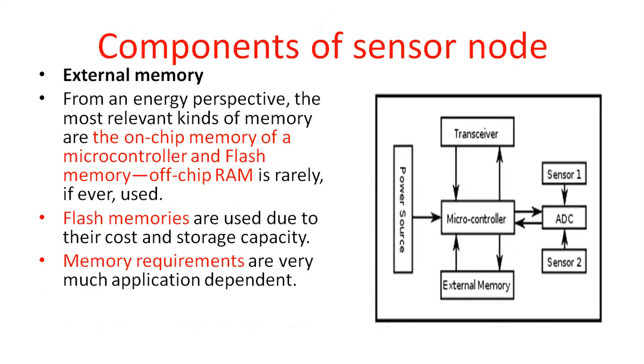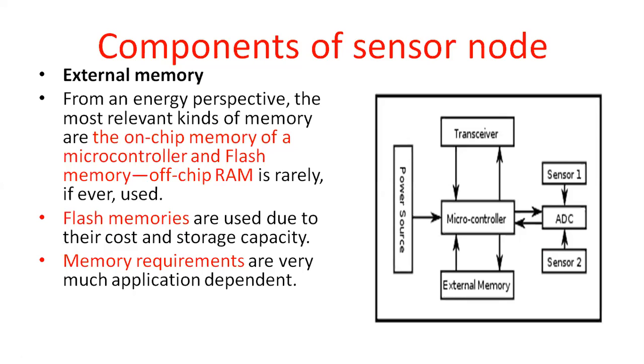That is the transceiver. Coming to the third part, the external memory. From an energy perspective, the most relevant kinds of memory are the on-chip memory of the microcontroller, and flash memory, while on-chip RAM is rarely used. Here there are three types of memory: the on-chip memory of the microcontroller, meaning the microcontroller itself has a memory, internal memory, flash memory, and off-chip RAM.